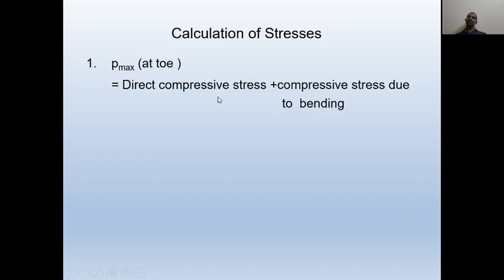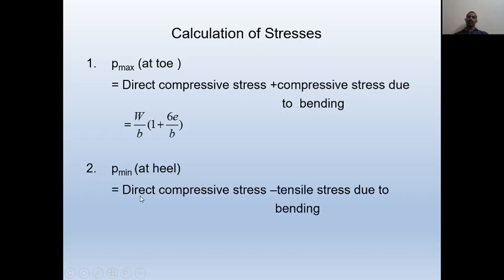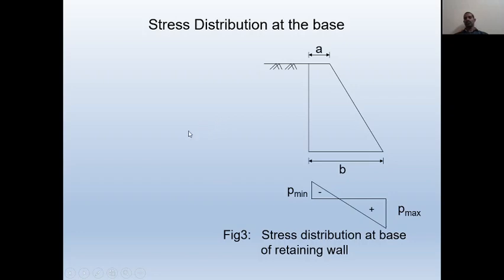It may be compressive, it may be zero, it may even be tensile. It again depends. Three cases may arise based on the comparison between the magnitude of stress due to bending and the magnitude of stress due to direct compression, right? Sigma maximum, that is at the toe, is given by W by B into 1 plus 6e by B, and p minimum, that is at the heel, is given by the direct compressive stress minus the tensile stress due to bending, that is W by B into 1 minus 6e by B, right?